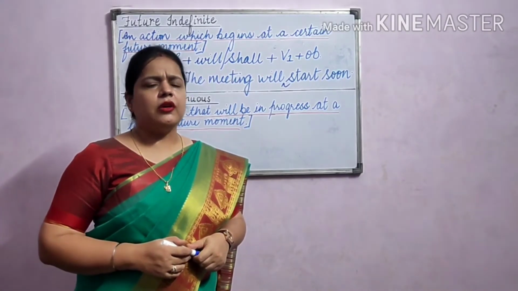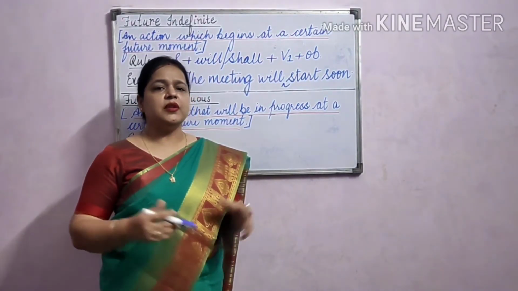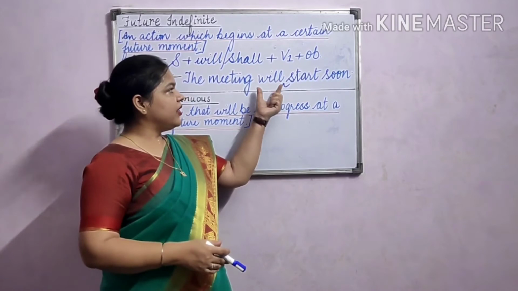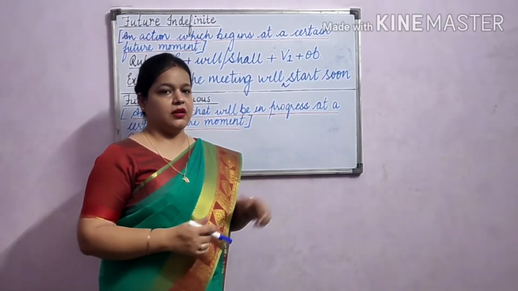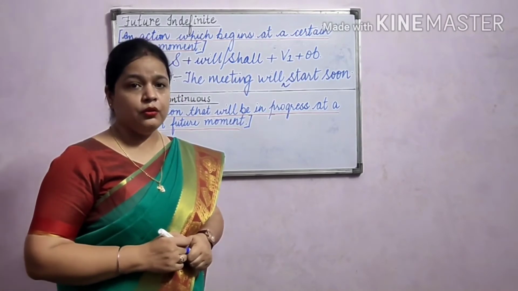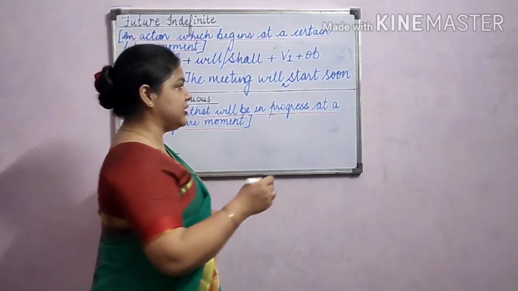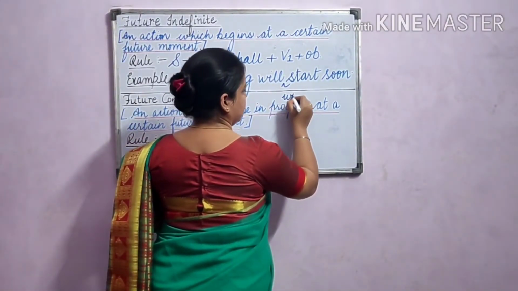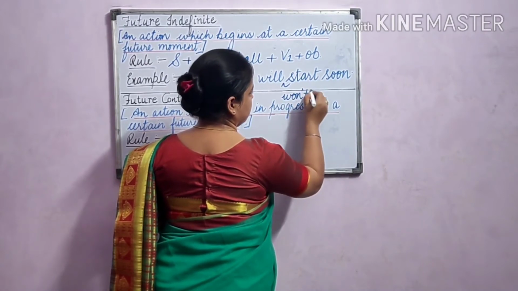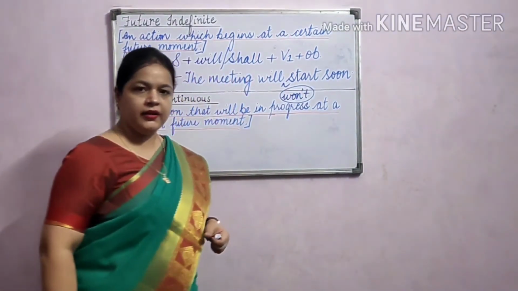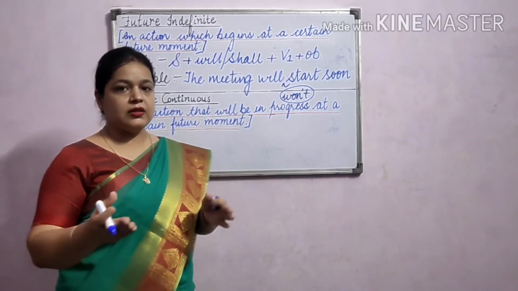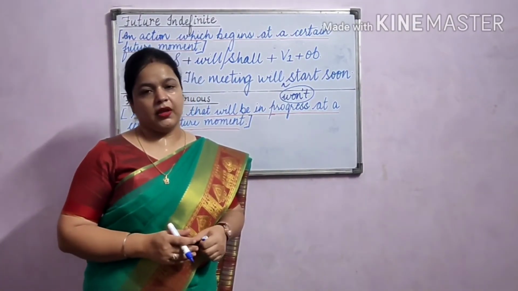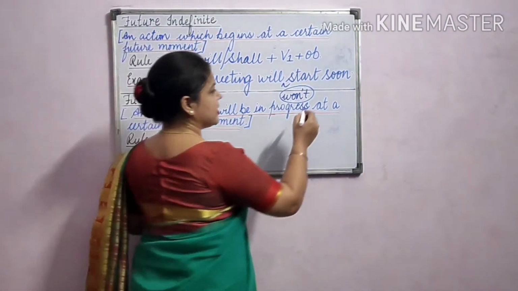Let me add something more here. You must be knowing about contractions. Contractions means short forms. So in English, will not is written as won't. How do we write that? W-O-N-'-T. Alright. And in the same manner, shall not is also written in its short form. And how do we write that? Just have a look.